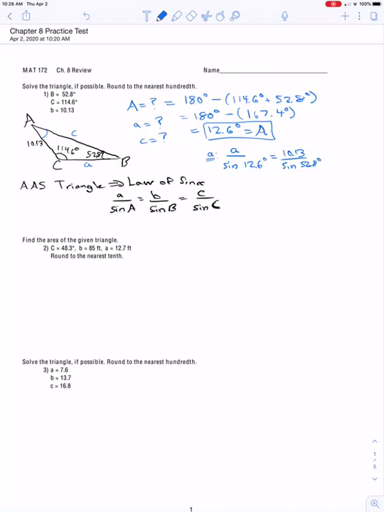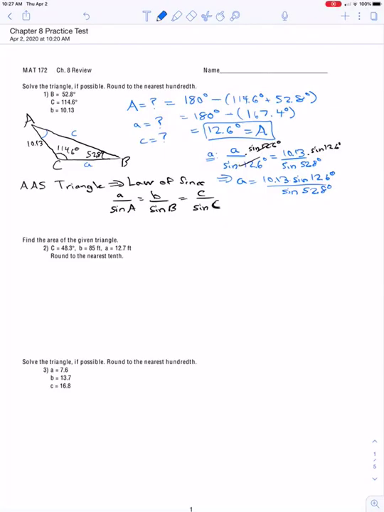And as we solve that, let's solve this for a. Let's get a by itself. I'm going to multiply both sides by the sine of 12.6 degrees, so we can get a isolated. As we do that, we have a equal to 10.13 times the sine of 12.6 degrees divided by the sine of 52.8 degrees. And now we can put that in our calculator and come up with our answer.